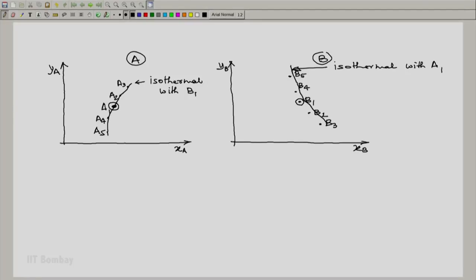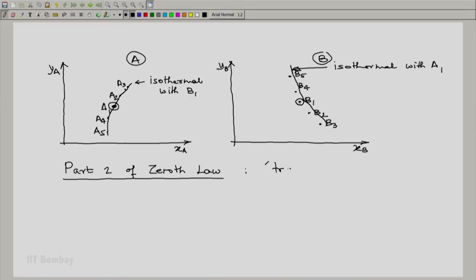Now let us ask ourselves a question. A1 and B1 are isothermal, A1 and B5 are isothermal, B1 and A3 are isothermal. But suppose I take A3 and B5, will they be isothermal? This brings us to the second part of the zeroth law of thermodynamics. The first part was about the existence of isothermal states. The second part, what we can say, is the transitive property of isothermal states.